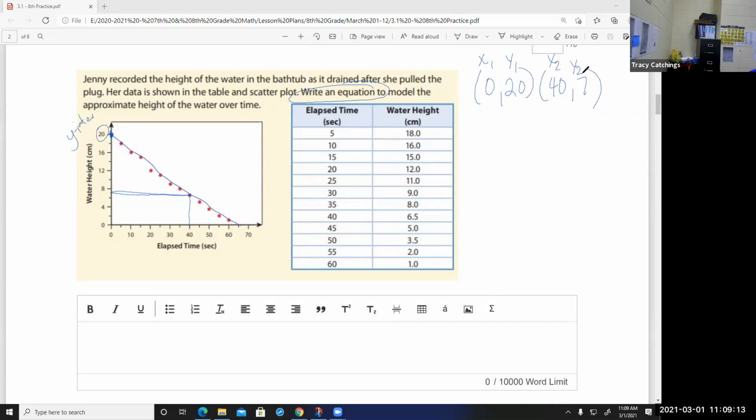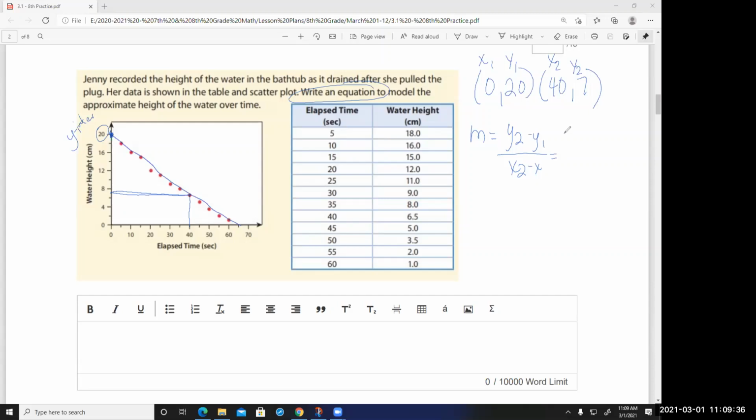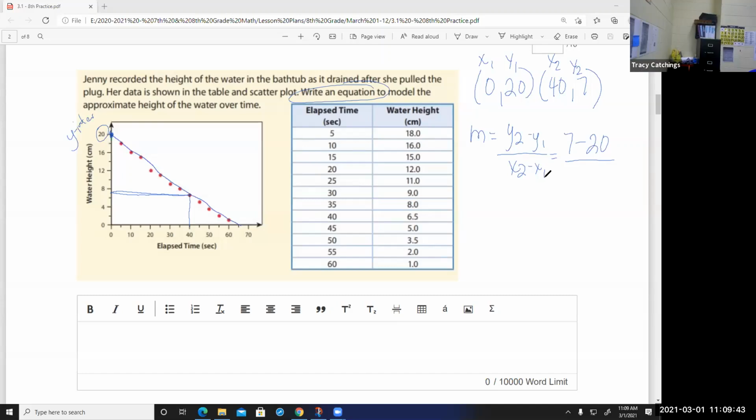X2, Y2. And the way I taught it first semester, if you need to label your 2 points, so when we start substituting into the equation, you know which is which. All right, y2 minus y1 divided by x2 minus x1. All right, what's y2? 7. y1. I had to make sure the number was correct. And then x2. And then x1. All right, divide out.